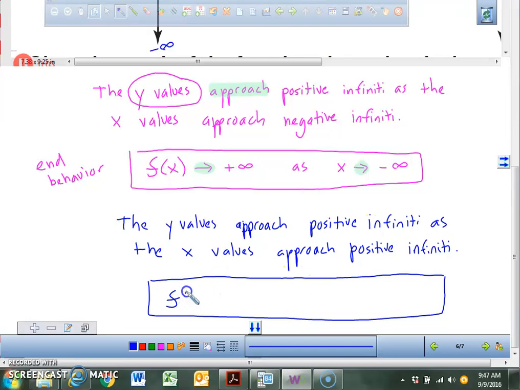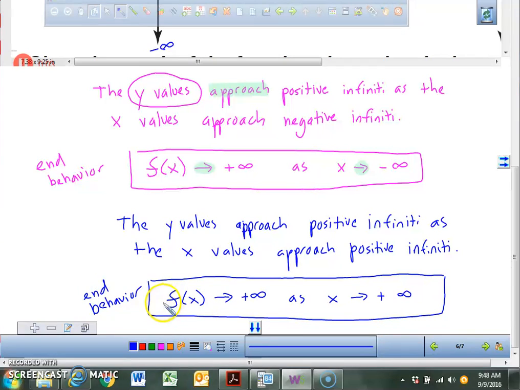F of x approaches positive infinity. Okay, hold on. Before approach. Good, you're doing good. But what am I going to draw in? I'm going to draw in a... Very good. So as f of x approaches positive infinity. As x approaches positive infinity. Very good. All right. So my y values, f of x, approach positive infinity as my x values also approach positive infinity. Okay? And this is describing the what? The end behavior on the right side of the graph.